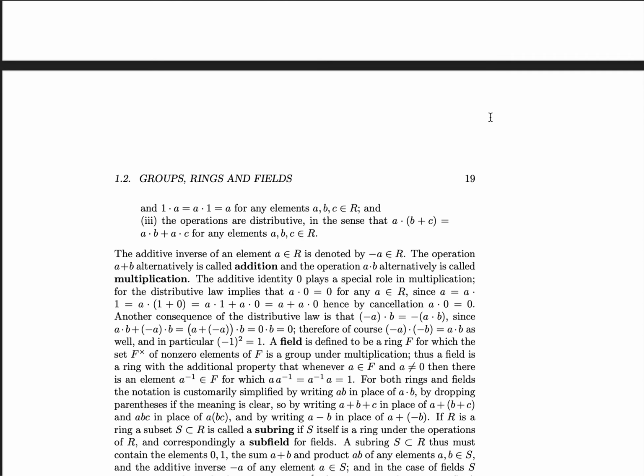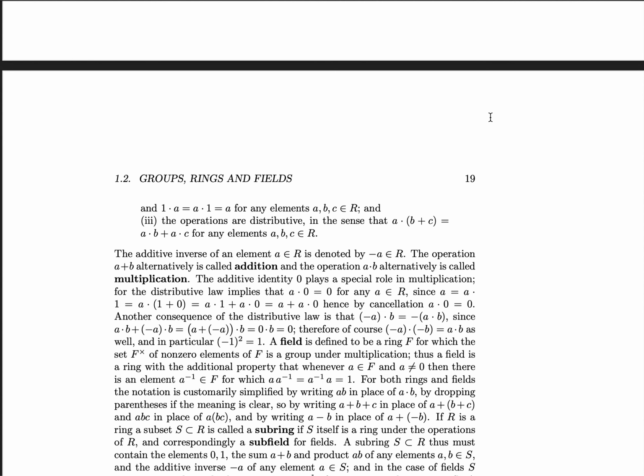And finally, the operations are distributive in the sense that A times B plus C is equal to A times B plus A times C for any elements A, B, C in R. Some books may define the idea of a ring differently. Some may define abelian rings, monoid rings, and a lot of other objects. So for now, just note that this is the definition we're using for rings.